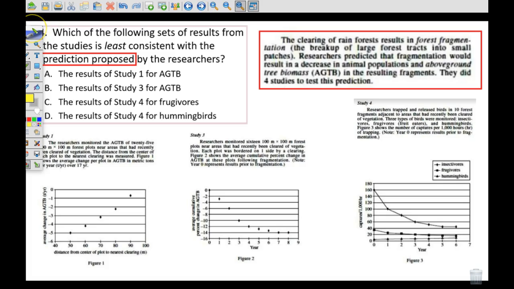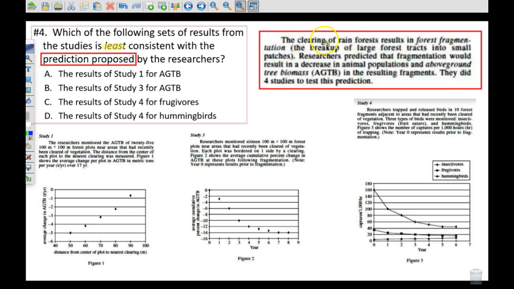In number 4, you'll have to look at a lot of the studies all at once. Question 4 asks, which of the following sets of results from the studies is least consistent with the prediction proposed by the researchers? So what this question is asking is which of the following studies debunks or is not consistent with the prediction originally made.